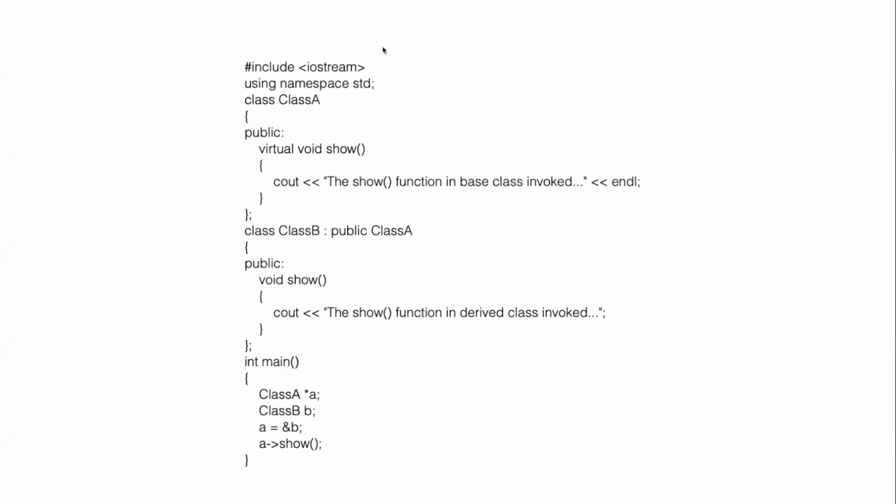In this video, let's look at a sample code that illustrates virtual functions in C++. This is a piece of code that illustrates use of the keyword virtual in one of the classes. So let's look at the constructions here. We have two classes, class A and class B.